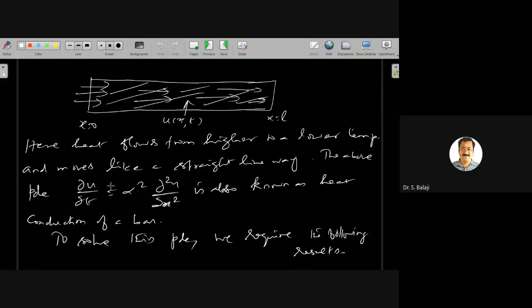The above PDE, dou u by dou t is equal to alpha square into dou square u by dou x square, is also known as the heat conduction equation.